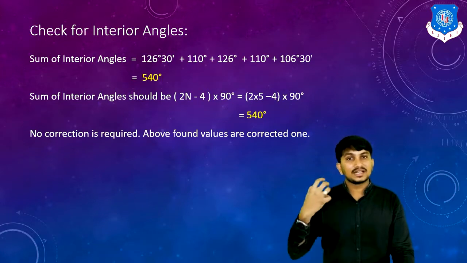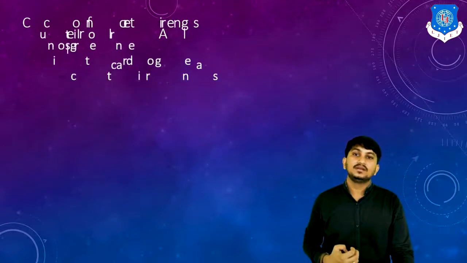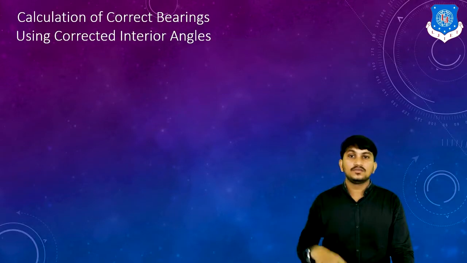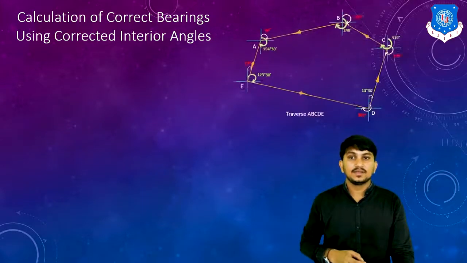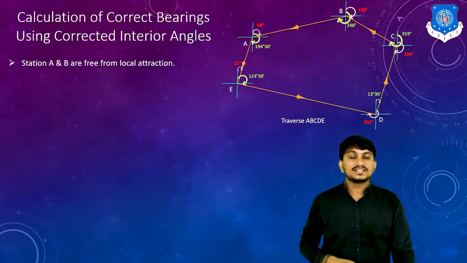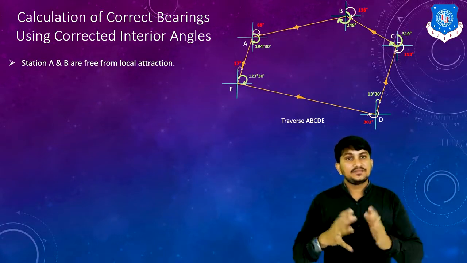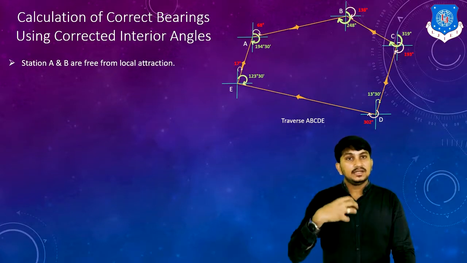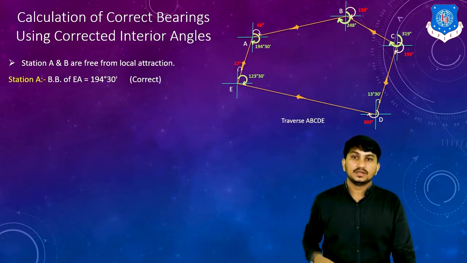So after finding these corrected interior angles, we can go for calculation of corrected bearings using these corrected interior angles. For that, we have to redraw this traverse. We will start with the stations which are free from local attraction and the readings which are corrected ones.